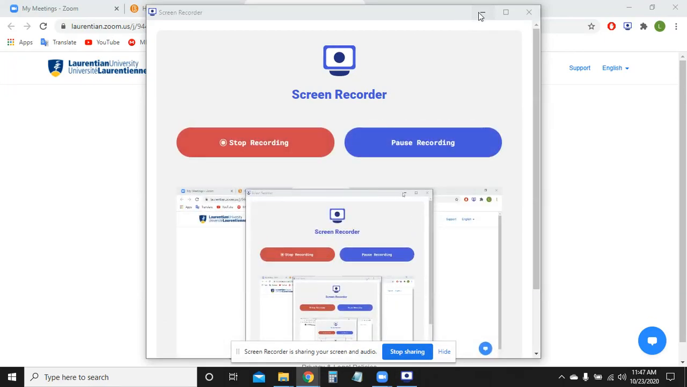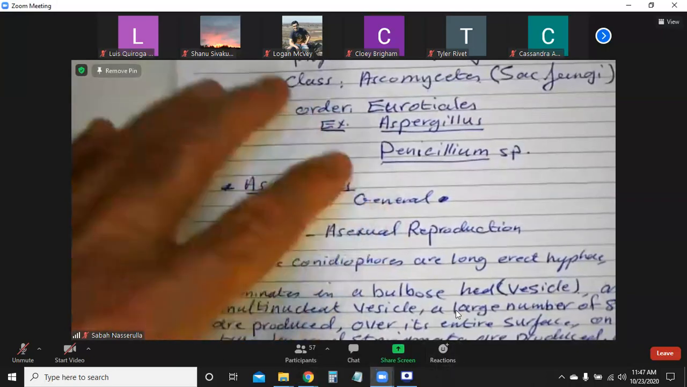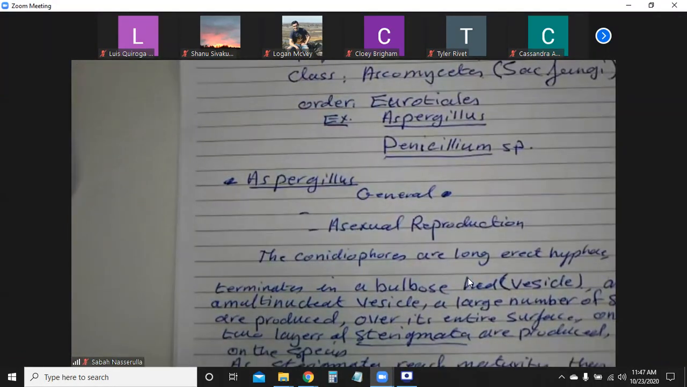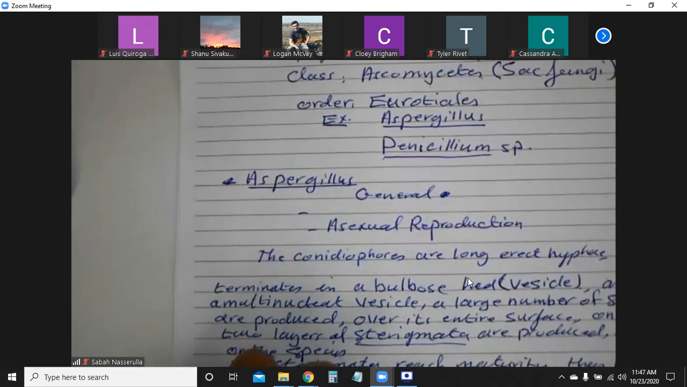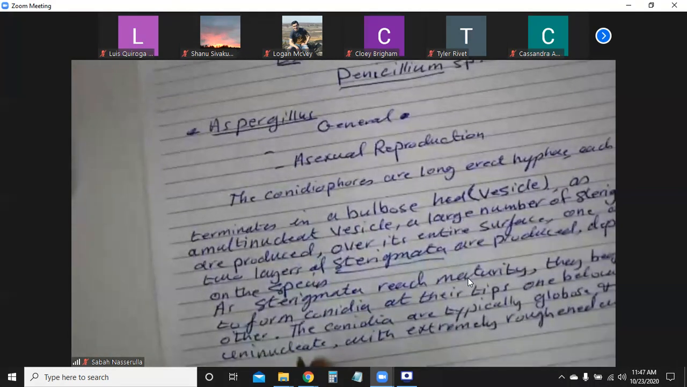Now, of course, I'm going to talk about the asexual reproduction and morphology of Aspergillus. Now, I'm going to talk about the morphology and asexual reproduction of Penicillium. And later on, I'm going to give you the sexual life cycle of Penicillium as an example of Eurotiales. Okay. Now, I'm going to start with the Penicillium species here.